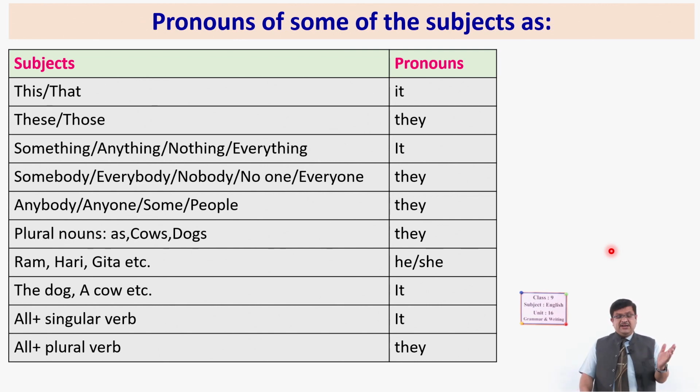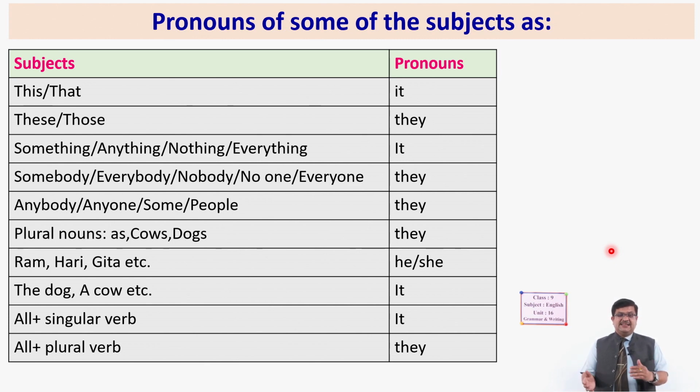Dear student, now let us talk about how pronouns of some of the subjects are changed in the form of tag. Are you ready to learn about another golden rule? Very good. How are pronouns changed? Look at this table. When we have words like this, that as a subject, it changes into "it" in the tag. Similarly, when we have these and those as a subject of a statement, it changes into "they" in the tag.